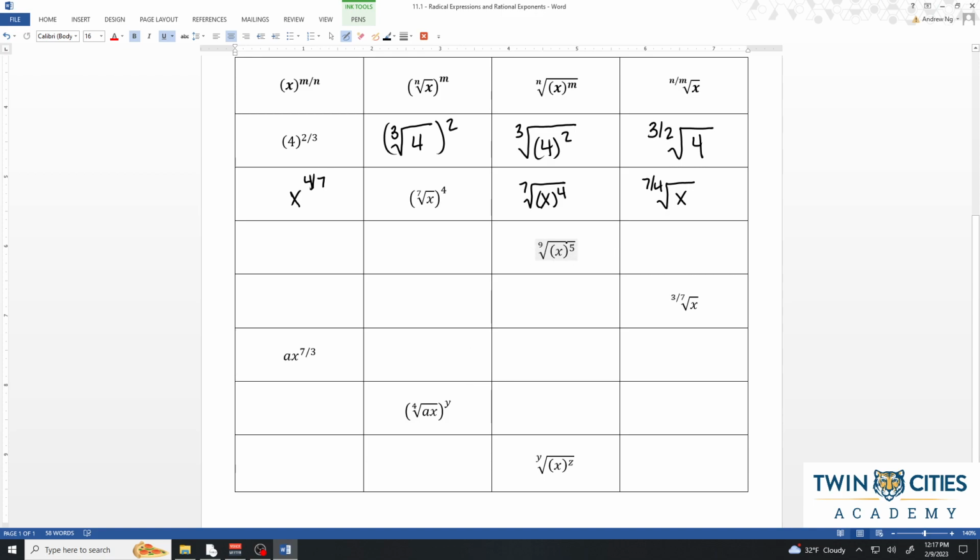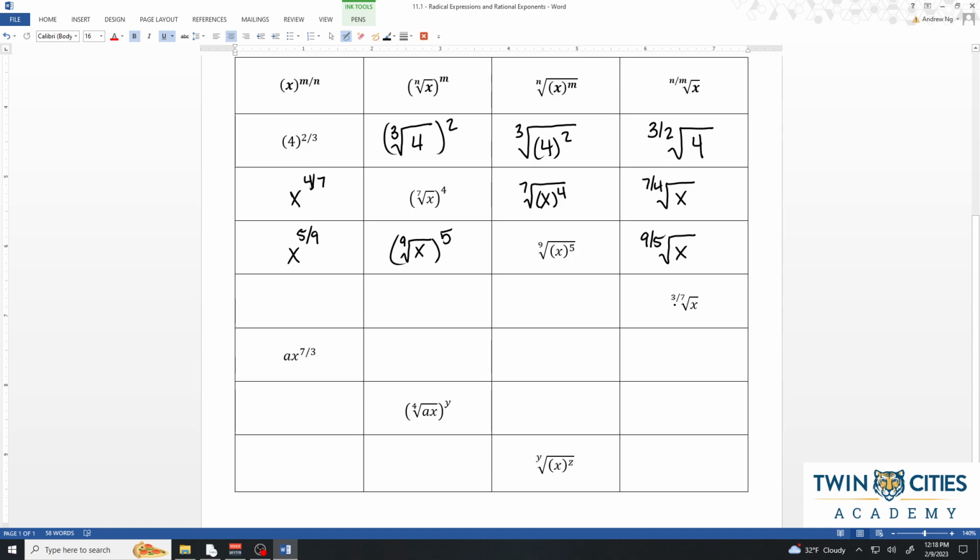Okay, if I start with this 9th root x to the 5th power on the inside, that's the same thing as saying the 9th root of x all to the 5th power. Which is the same thing as saying 9/5 root x. And then reverse them. Instead of 9, then 5, I could say this is x to the 5/9.